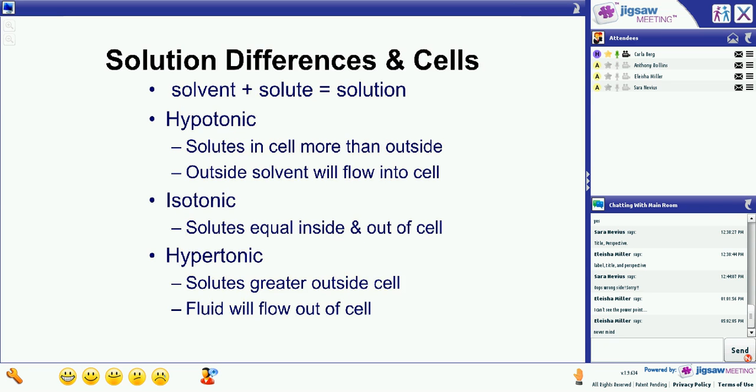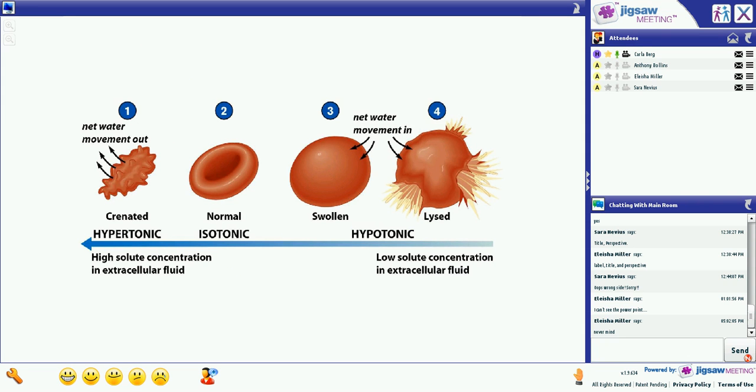In an isotonic cell, you have the solutes being equal on the inside and outside of the cell. In the hypertonic, the solutes are greater on the outside of the cell, so the fluid flows out of the cell. Ideally, cells are isotonic. They like to be equal. And here's a diagram of hypertonic, isotonic, and hypotonic cells.